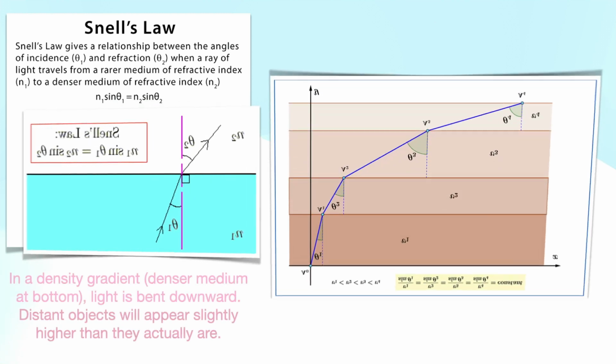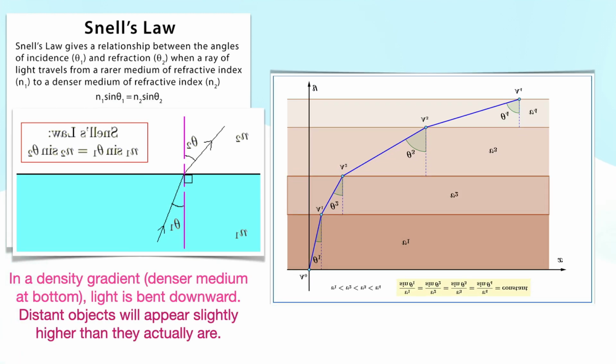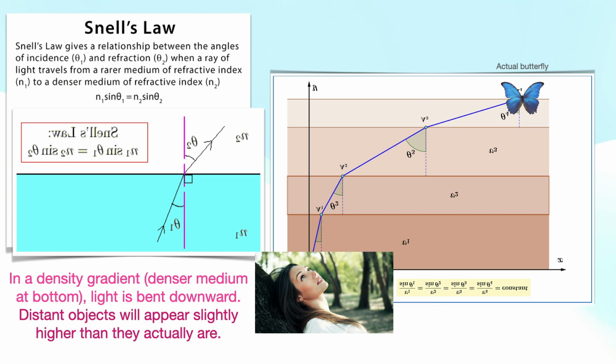If we flip the diagrams so they match, we can summarize them as follows. In a density gradient, denser medium at the bottom, light is bent downward. Distant objects will appear slightly higher than they actually are. This is a bit counterintuitive, so let's illustrate it with a butterfly. If we add an observer and follow her gaze, we can show that she will see the butterfly much higher than it actually is. She sees its apparent location, while the light rays are bent down to intersect the actual butterfly.